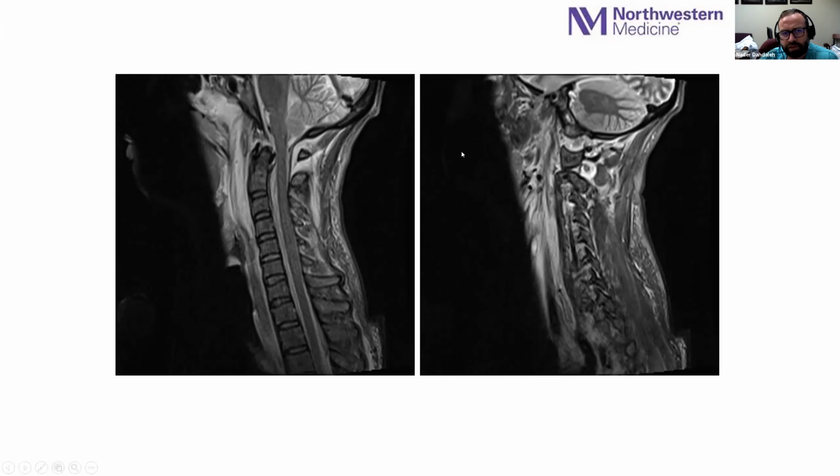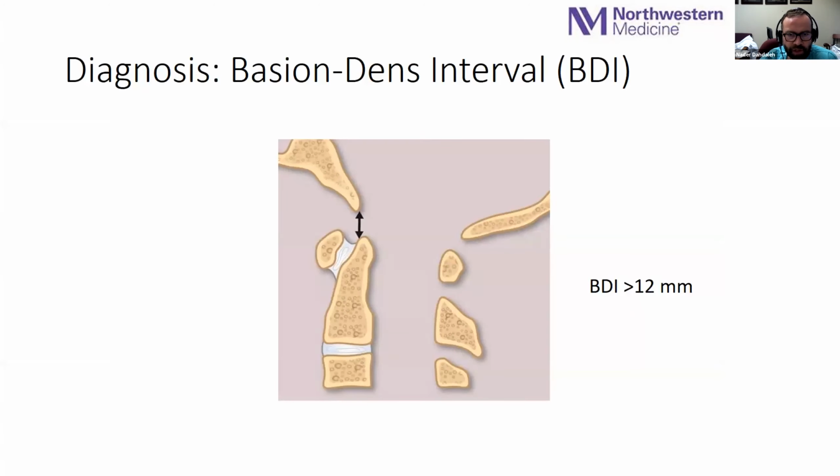But this is a nice MR demonstrating the total segmental disruption of all the ligaments of this craniovertebral junction: cruciate ligament, alar ligaments on both sides, and then the posterior tension band ligaments. So what's the treatment? Obviously, there's only one treatment for this injury, which is the occipital fusion. And these are the different parameters that are used to diagnose it.